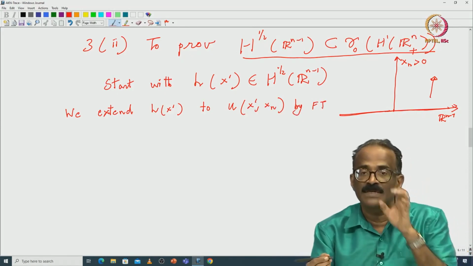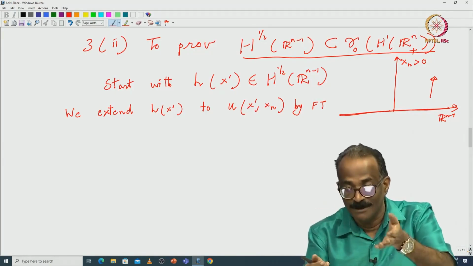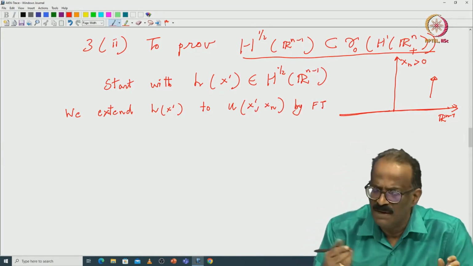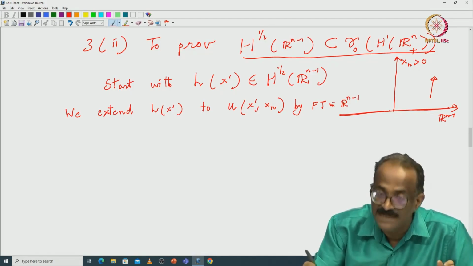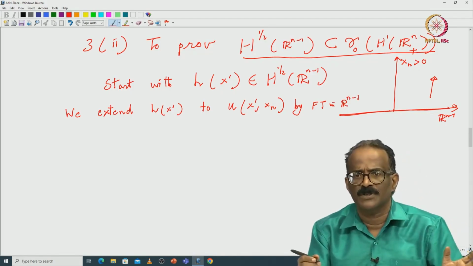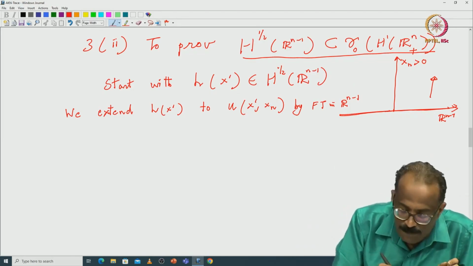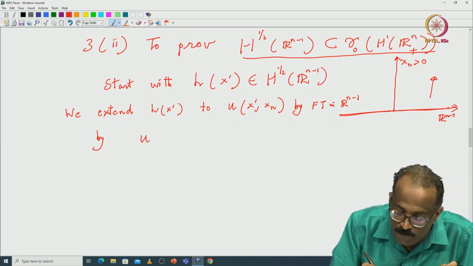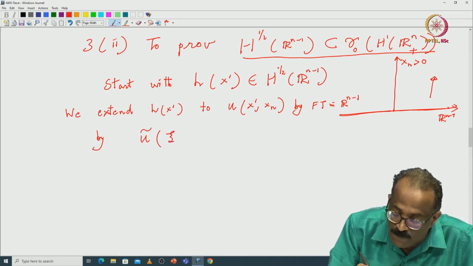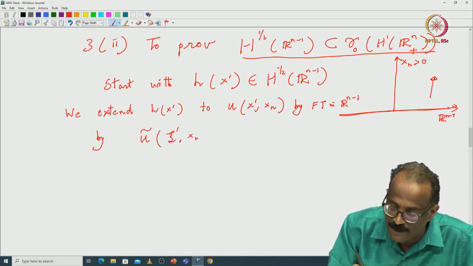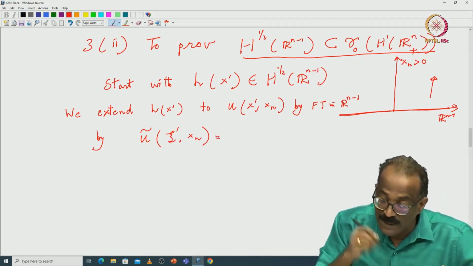The Fourier transform is very useful to extend, because of this bijection you can recover the function back. Fourier transform in R^{n-1}, only in the x' variable, is enough, because once you know the Fourier transform you know the function uniquely. So I will define the Fourier transform of u before defining u. I will take the (n-1)-dimensional Fourier transform; x_n is a parameter at this stage. So I will have u tilde of (psi', x_n).